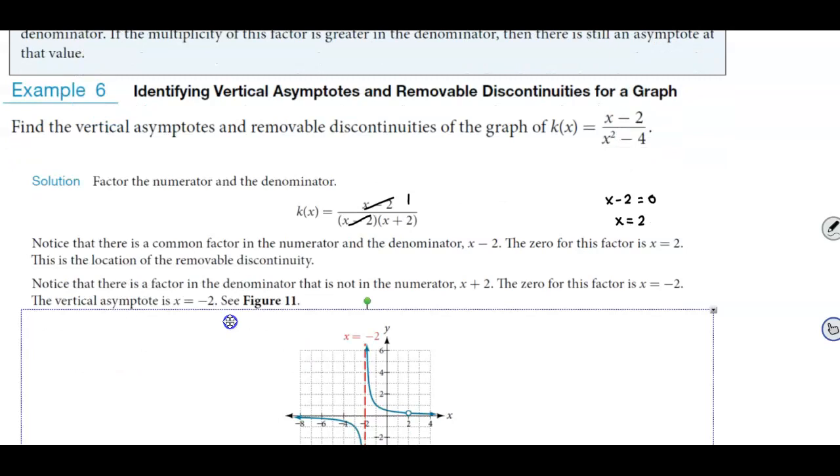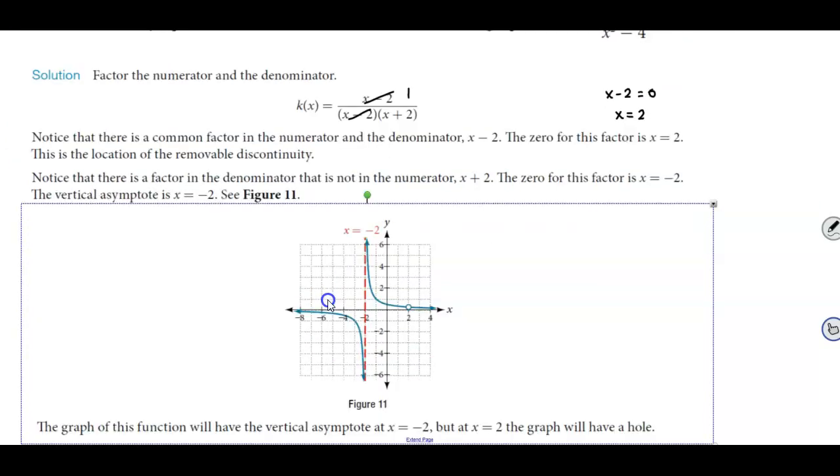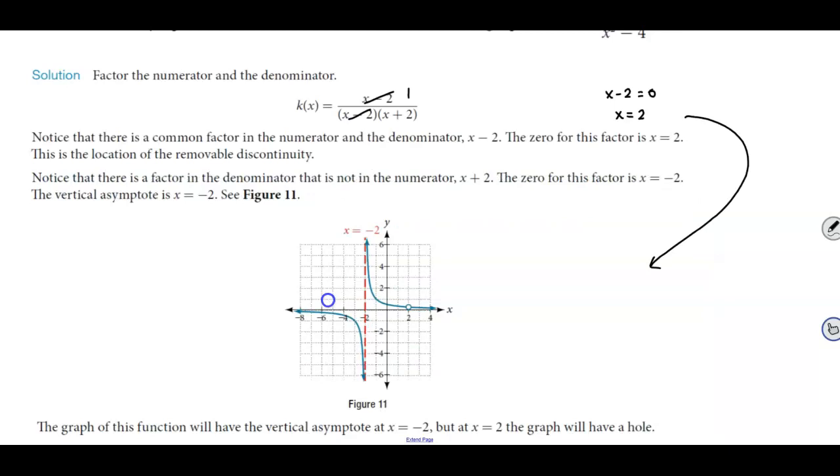So therefore, we know that x equals 2 is part of the ordered pair. Now, if you notice, in the denominator we also have x plus 2. And that x plus 2 equal to 0 remains, so x equals negative 2 becomes our vertical asymptote. So we can see there's our vertical asymptote.